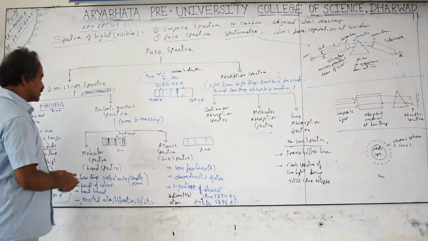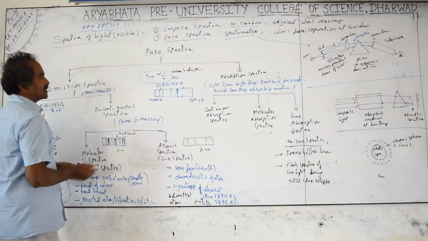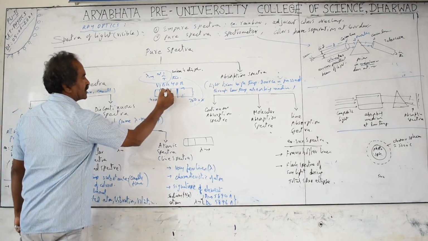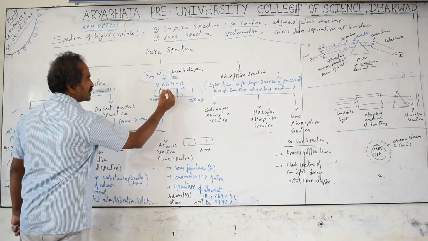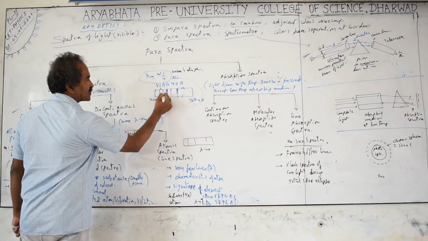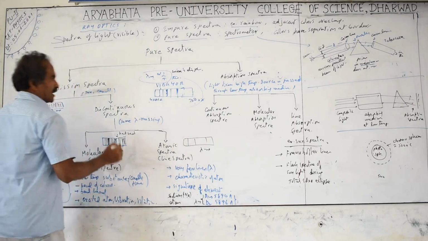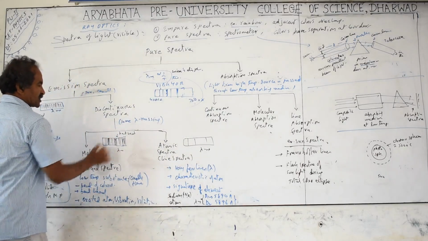And each band, like VIBGYOR, if you take blue, in this blue the intensity is not constant throughout the band. Intensity is very high at one end and goes on decreasing to the other side. That position of more intensity is called a band head.